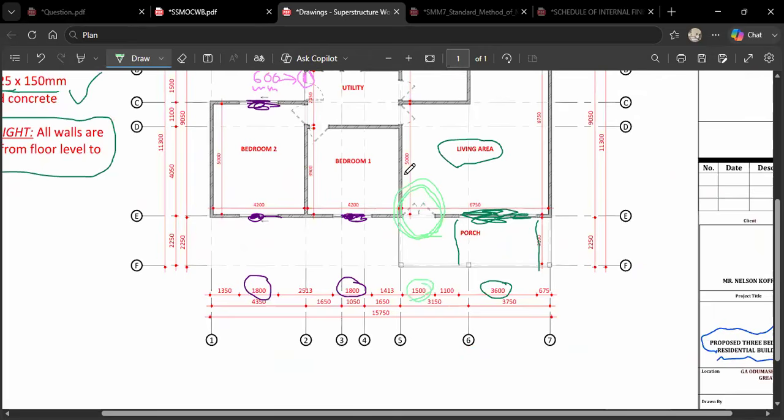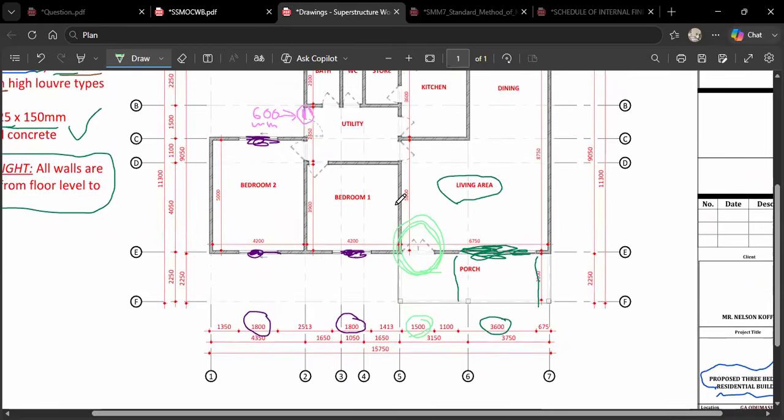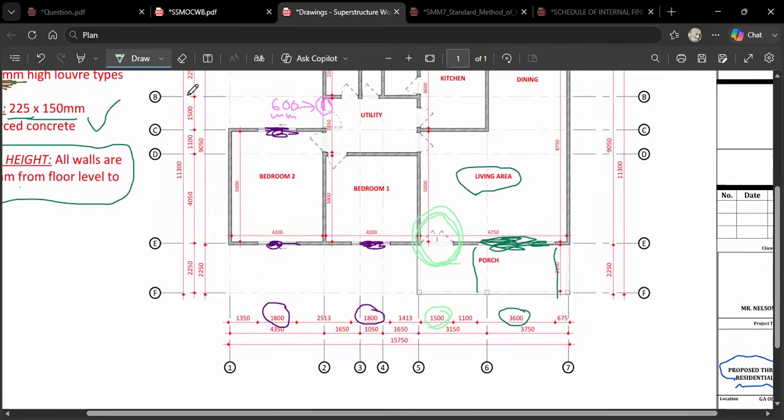Since we are done with the external ones, why don't we focus on the internal ones? So let me clean all of this. Let me clean all of this very well.